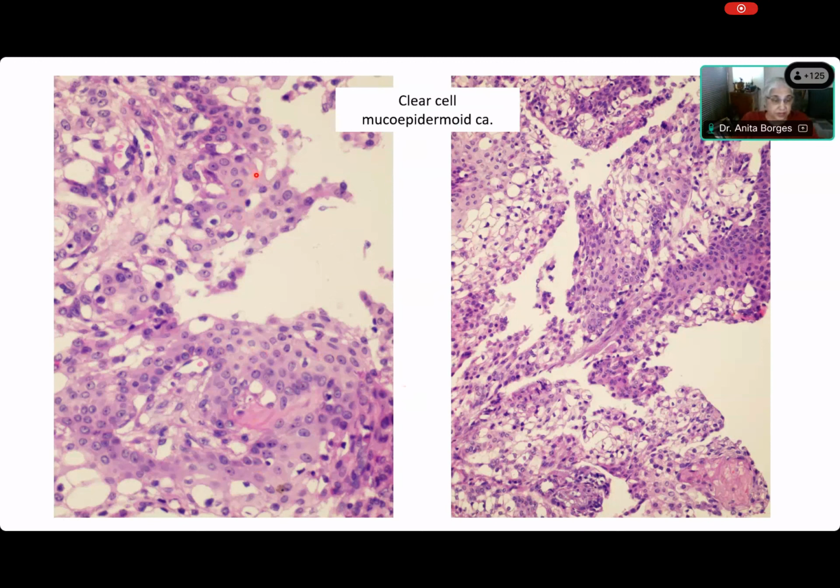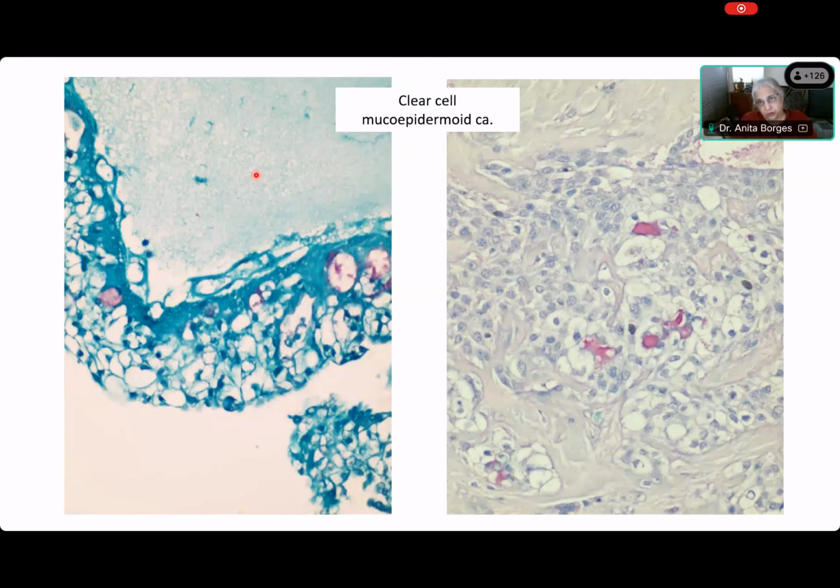So it can be a difficult diagnosis, but the hyalinization is often the way that you make the diagnosis towards hyalinizing clear cell carcinoma, and you must see intermediate cells as well as epidermoid areas in a mucoepidermoid carcinoma. Okay? So this is how you get your mucin, and it was not too different from what you saw in a hyalinizing clear cell carcinoma.